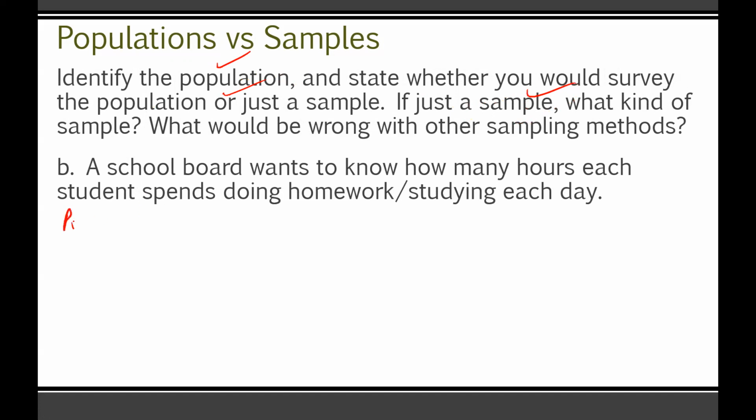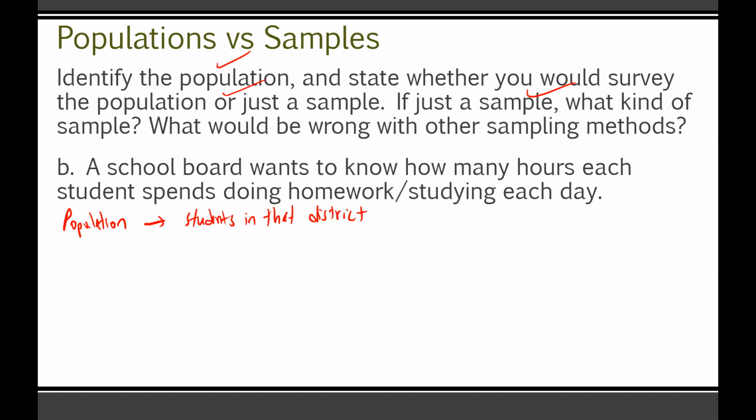Okay, so I'm going to identify the population first. The population of this one might be more clear than it was with the bicycle store one. The population in this case are students in that district, right? So the students that are in the district that the school board represents, that would be our population in this case.